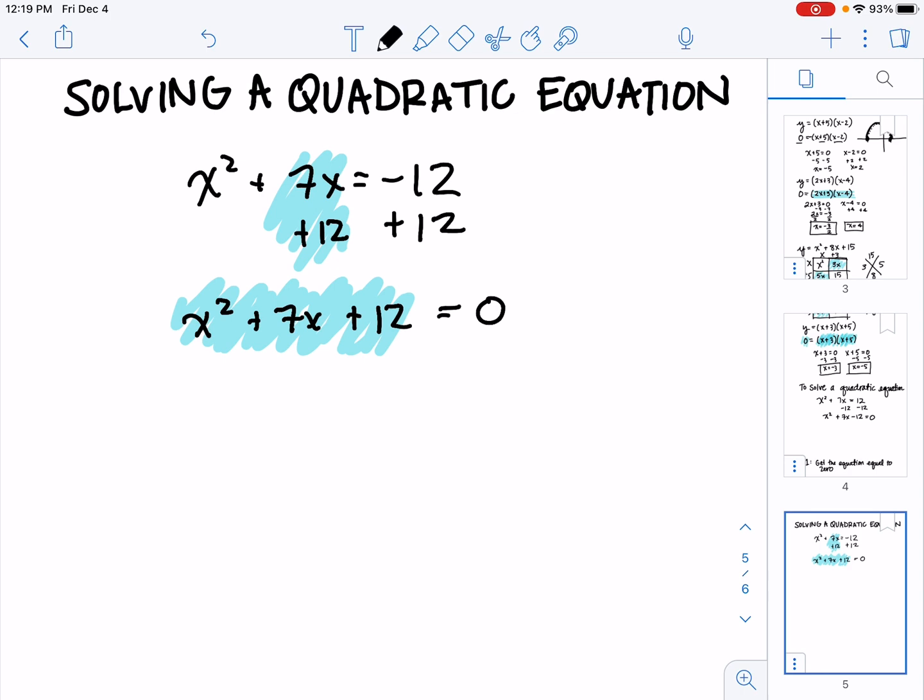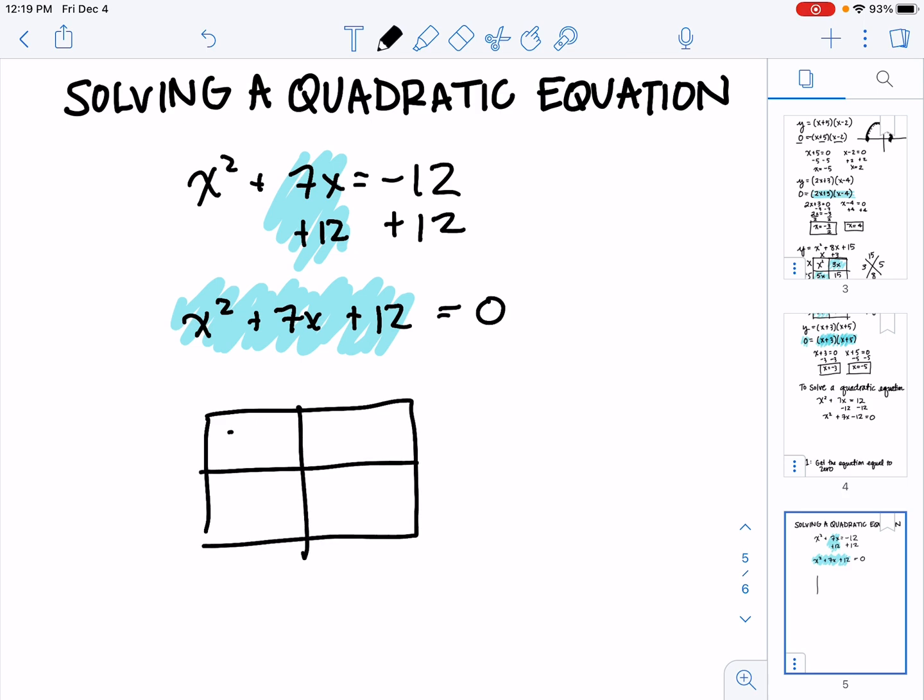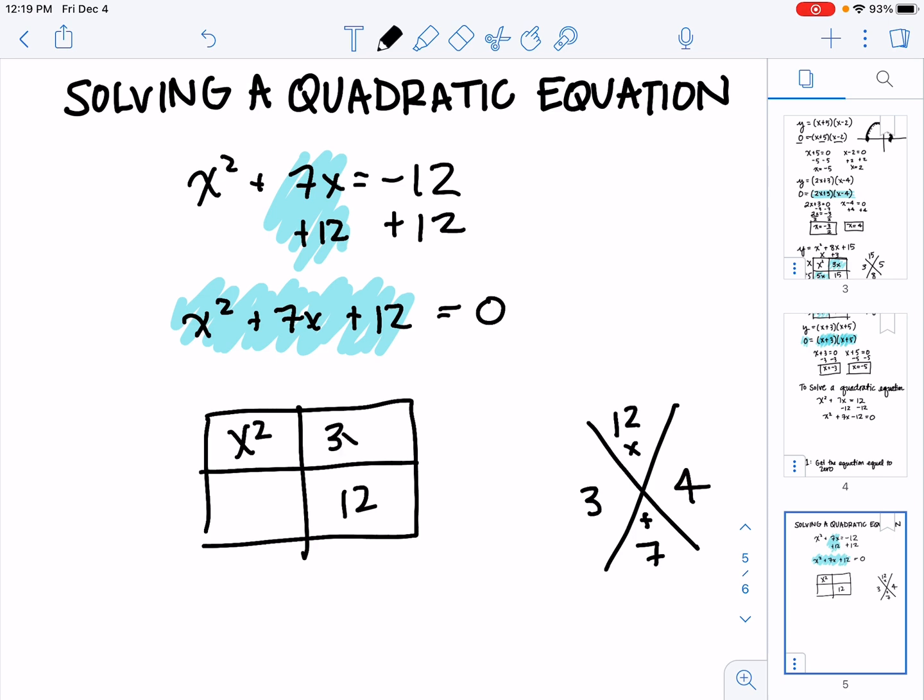Now, some of you may see the factors already. If you don't, we are looking for numbers. We know we're going to have x squared here. We know we're going to have 12 there. We're looking for numbers that multiply to make 12, but add to make 7. So maybe you're thinking 3 and 4. 3 times 4 is 12. 3 plus 4 is 7. So we'll have 3x here, 4x there. These numbers add to make 7.